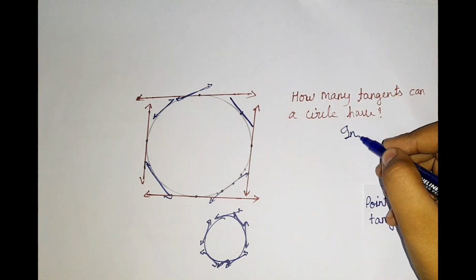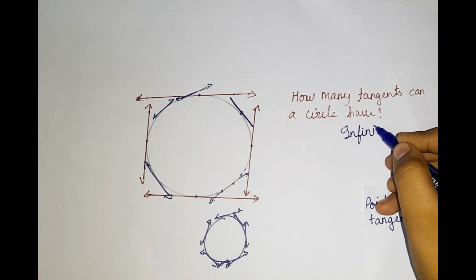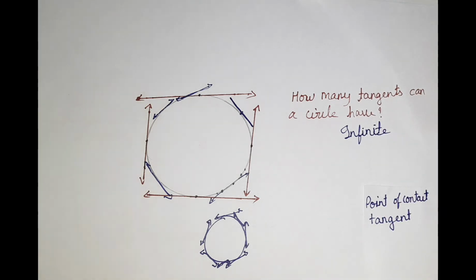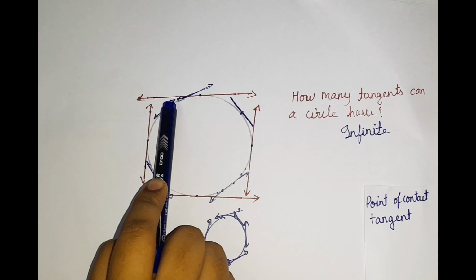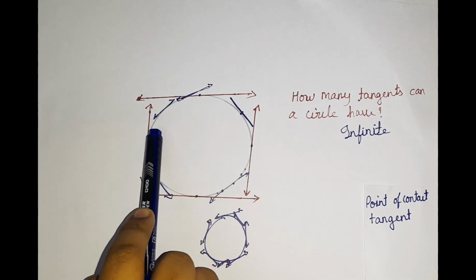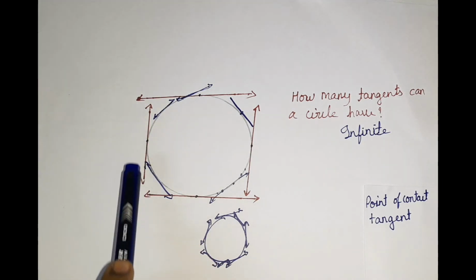So here also it is infinite. Since we have infinite points in a circle, the circle can have infinite tangents as well. So don't get confused about how it is forming a tangent here, or why it is not straight, those things. Don't worry. So the answer is it can have infinite tangents.